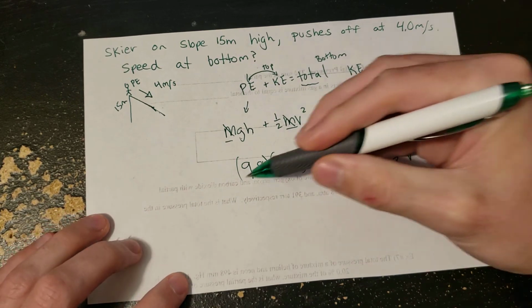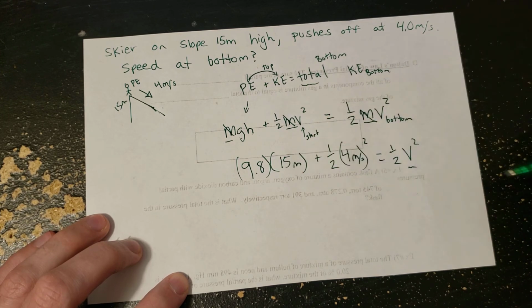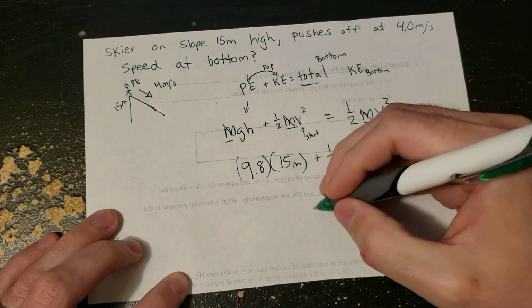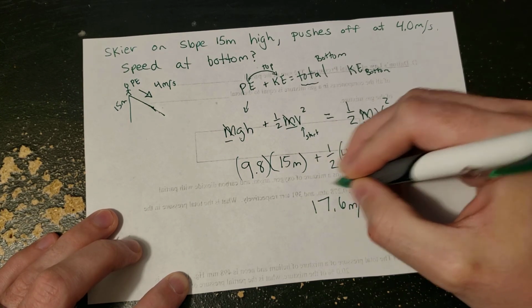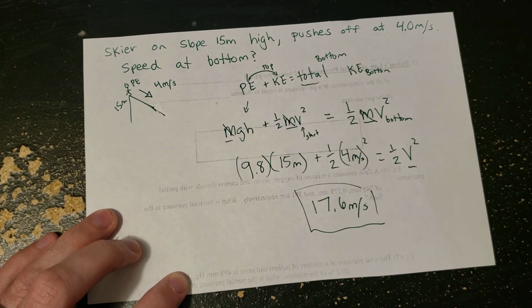So now if you plug in all your numbers, simplify, solve for the final velocity, you'll find that the skier is going 17.6 meters per second at the bottom of the hill. Energy is conserved, and that is how we solved the problem.